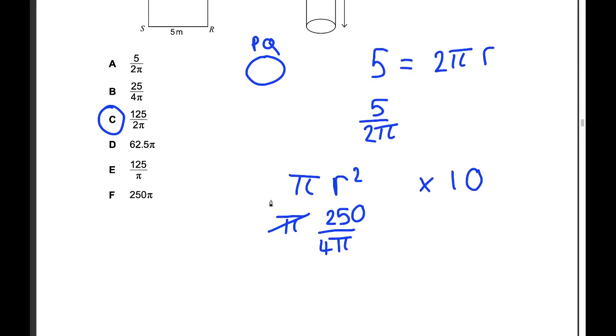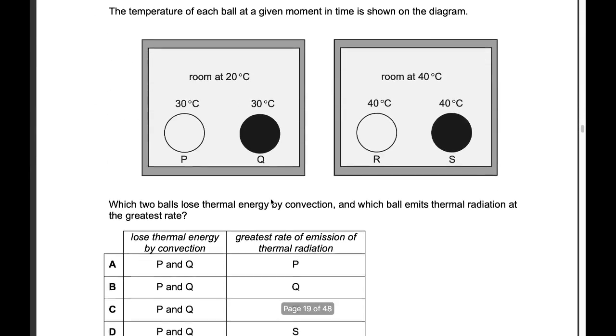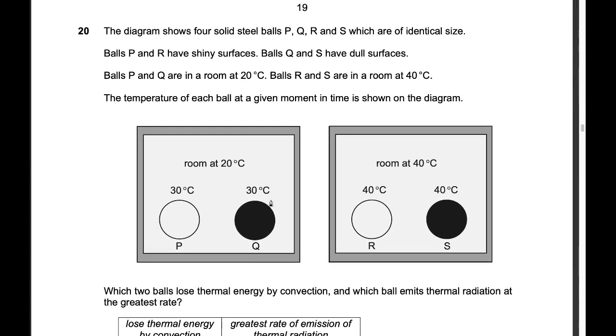Okay, so half of 250 is 125, half of 4 is 2. Okay. All right, wordy question now.